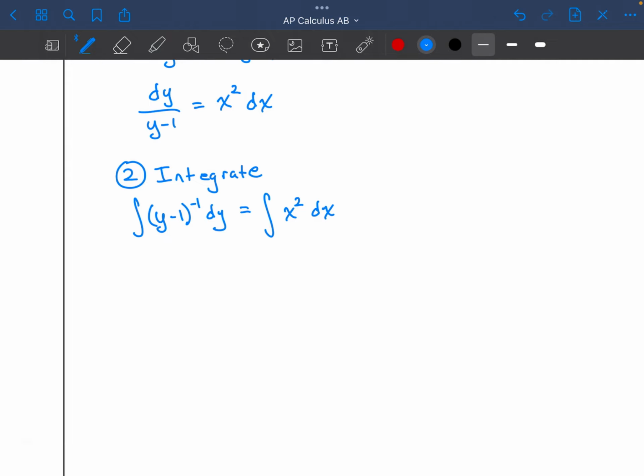So be careful on the left-hand side. Let me fall into the trap that most students will do on purpose. You'll say, oh yeah, I'm going to do y minus 1 going up to the power of 0, and then I divide by 0, and wait a second, I divided by 0, I can't do that, right? There's a special rule whenever you have a power of negative 1, and that's a natural log.